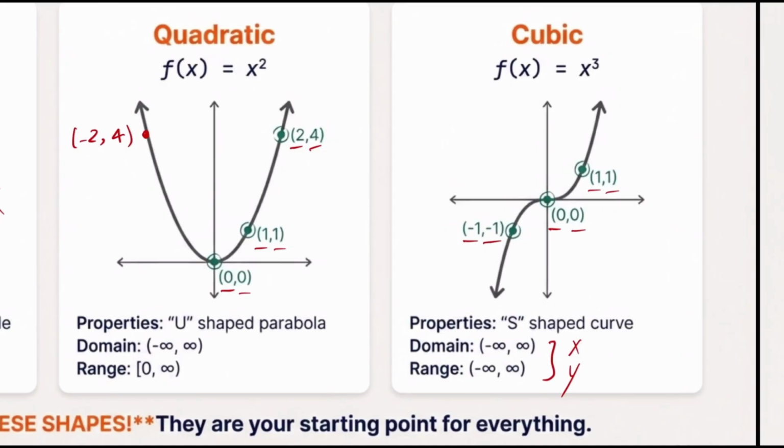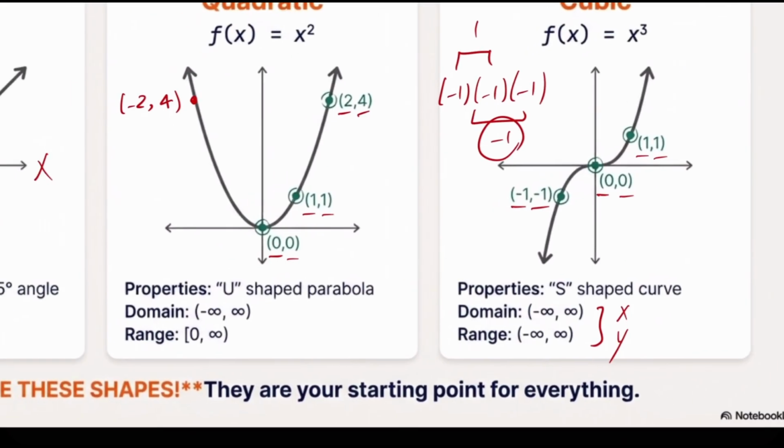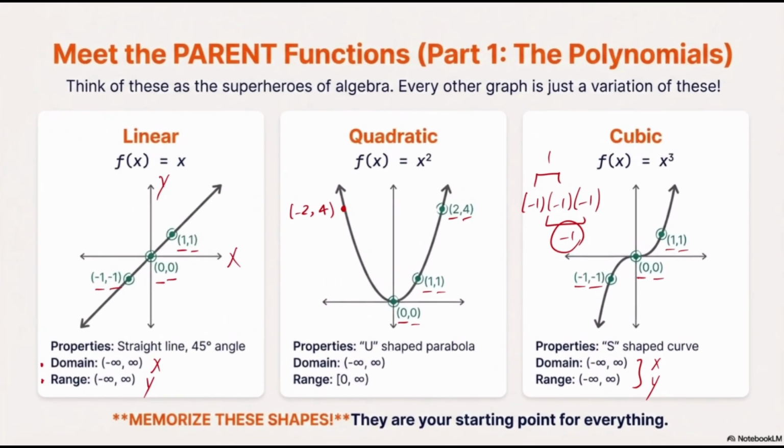So maybe some of you would ask, how come we have negative 1? It's simple. Negative 1 times itself, negative 1 times negative 1, is going to be 1, because negative times negative is positive. And 1 times negative 1 is going to be negative 1. That's why I have this point here.